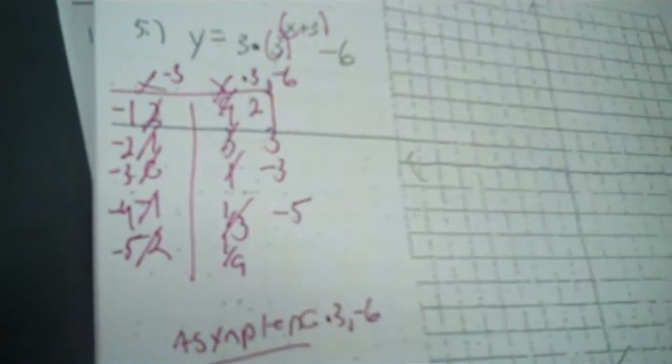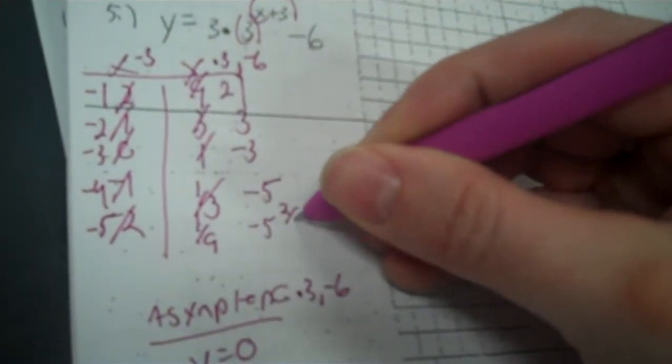1/3 times 3 is 1, minus 6 is -5. 1/9 times 3 is 1/3. Use your calculator. Minus 6 is going to be -5 2/3. If I take 0 times 3, that's 0, but then when I take the 6 away, that's -6. Okay, you ready to graph it? Graph this one first. You'd have to go by 5s probably.